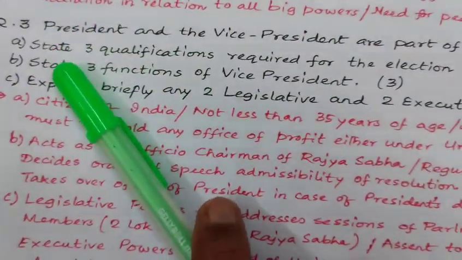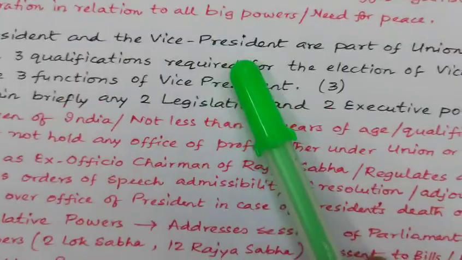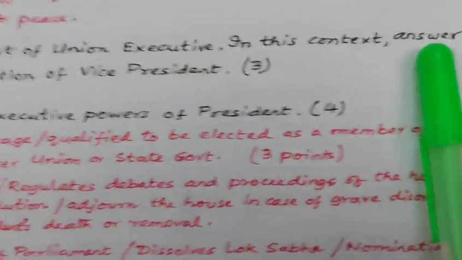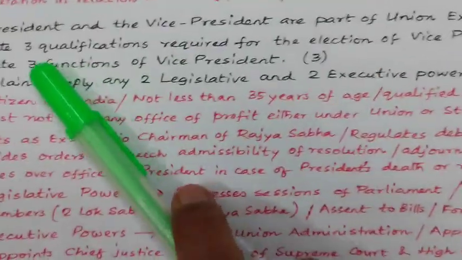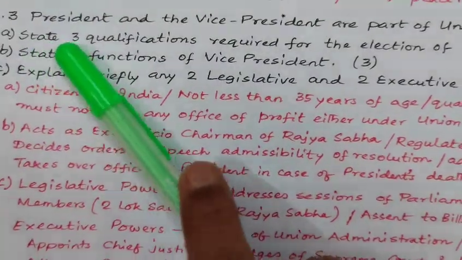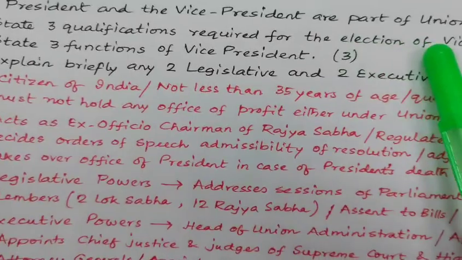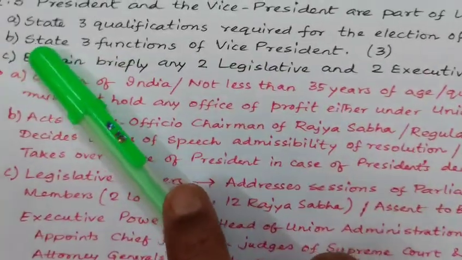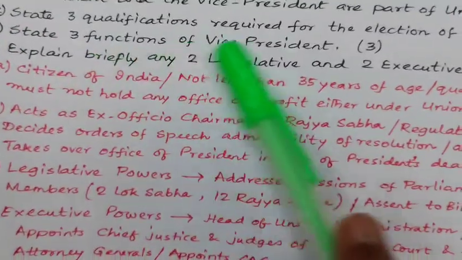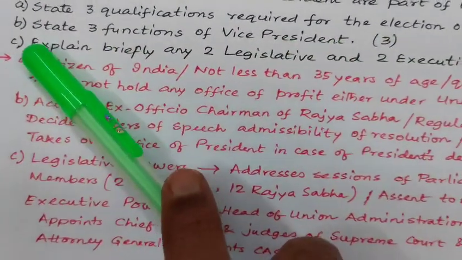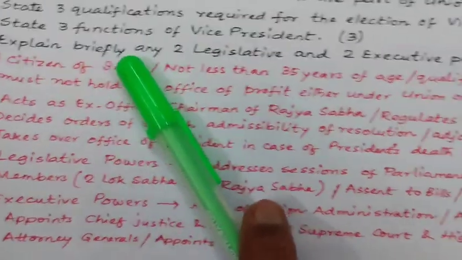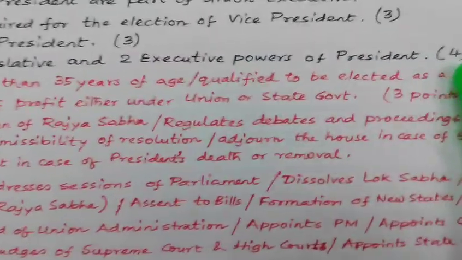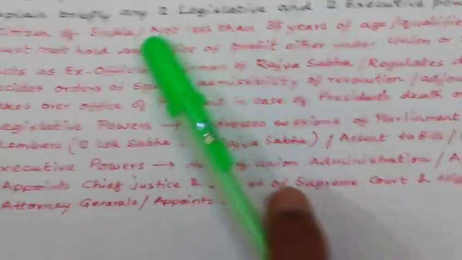Now question 3. The President and the Vice President are parts of the Union Executive. In this context, answer the following. A. What are the 3 qualifications required for election as Vice President of India? B. State 3 functions of the Vice President. And C is explain briefly any 2 legislative and 2 executive powers of the President. This is a 4-mark question.